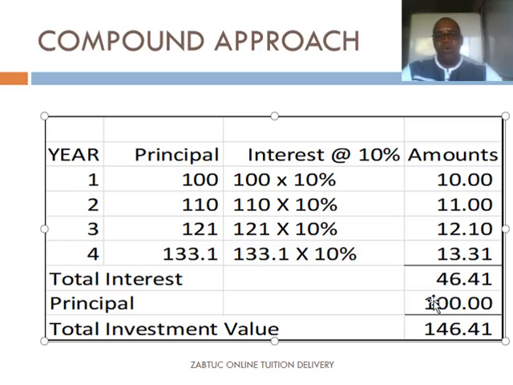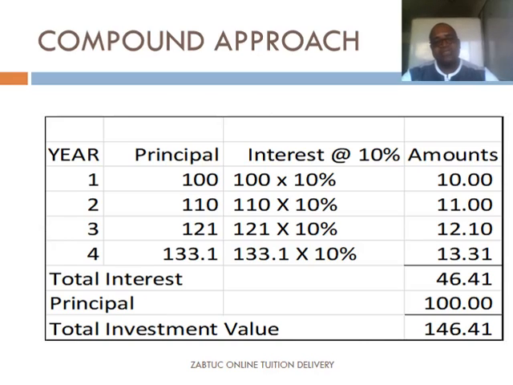46.41 plus initial investment gives us 146.41. So this is what it means when interest is compounded onto your investment. So we have seen the numerical analysis here. Now let's look at the formula. This formula will give us a further understanding of what it means to compound interest on your investment.